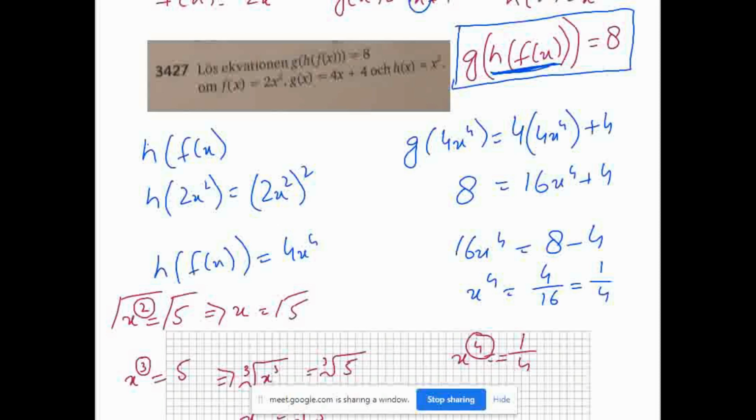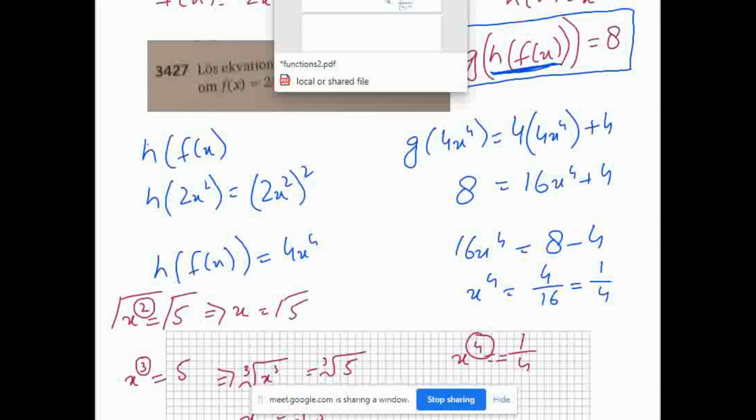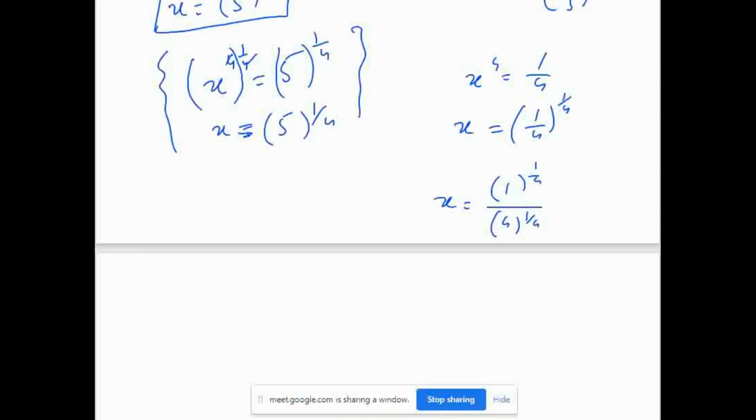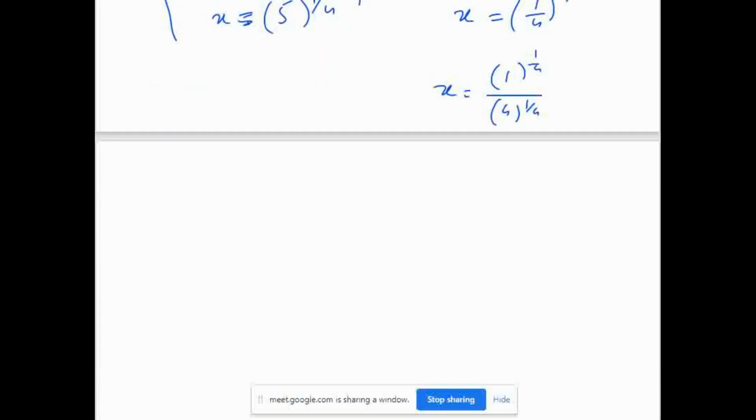One upon square root of 2. Okay, fine. So it means, okay, let's discuss this one over here, that x^4 is equal to 1 by 4, is it? And this means that x^4 is equal to 1 by 2 into 2.